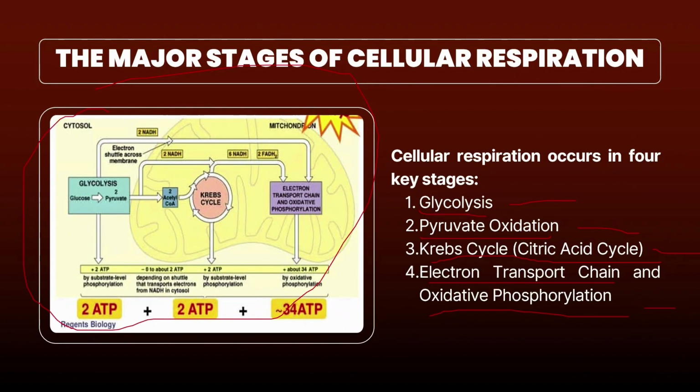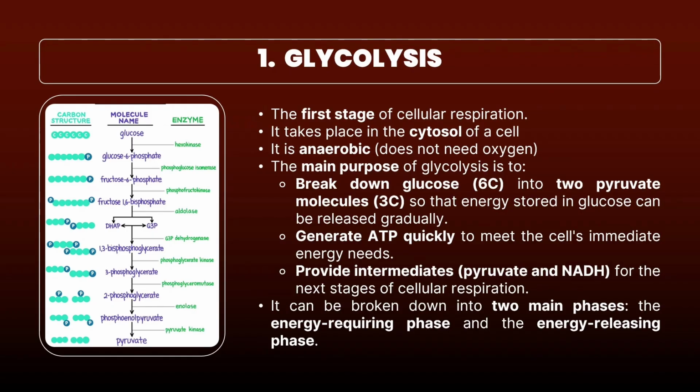Now let's begin with the first major stage of cellular respiration, which is glycolysis. Glycolysis is the process of breaking down one molecule of glucose, a 6 carbon sugar. This glucose will be broken down into 2 molecules of pyruvate, and each of them has 3 carbons.